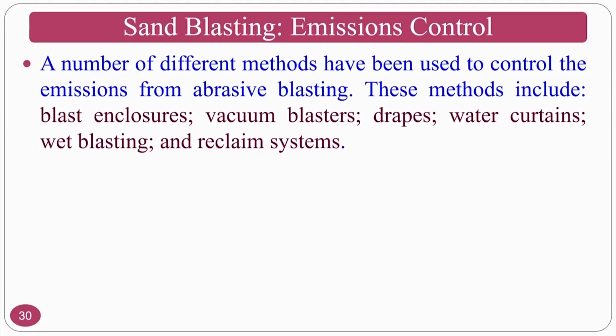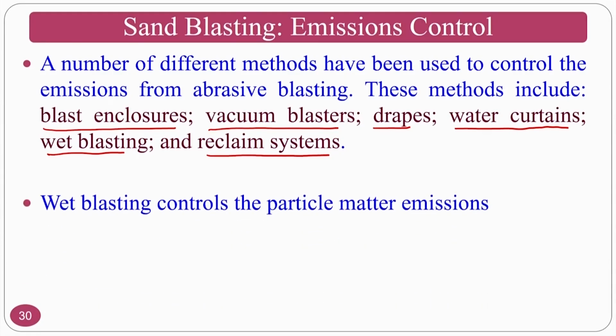A number of methods are used to control the emissions in abrasive blasting. The methods include blast enclosures, which we will see. We have seen these enclosures and cabinets and other things already, but we will see the same slide again in an upcoming slide. Vacuum blasters, drappers, water curtains, wet blasting and reclaim systems. So, normally you can use this type of thing to control the emissions.